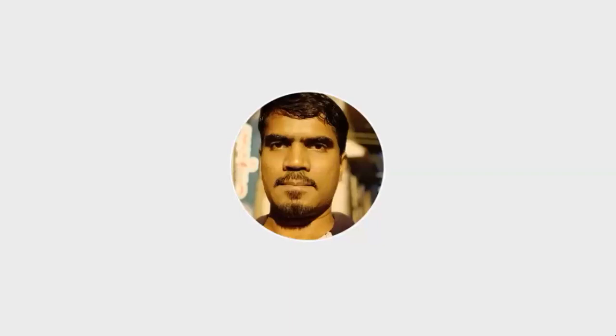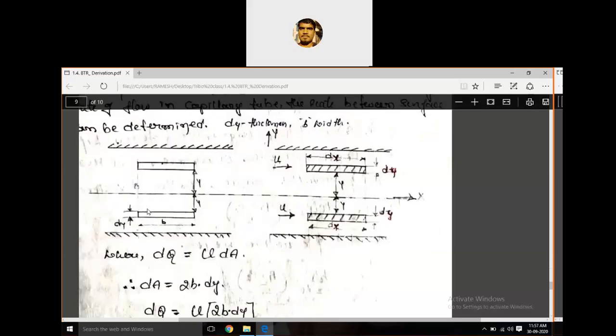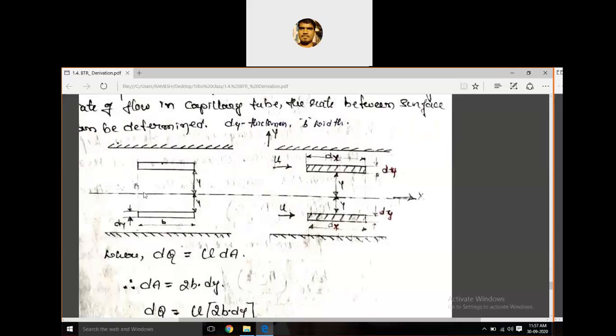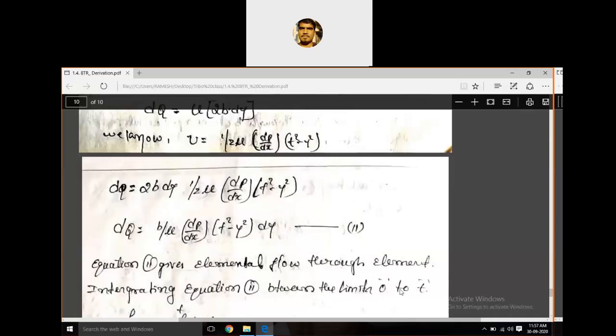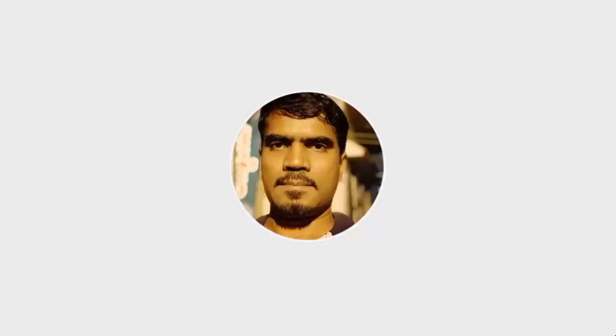And if you want the flow rate, again consider a small imaginary element of the same prototype, where u is the velocity, dx is the length, and b is the small width of the element. dq, the change in the flow rate, is equal to velocity into area. Velocity u we already know, and area is 2b dy. If you apply integration from 0 to t, finally q becomes bh cube by 12 mu dp by dx.